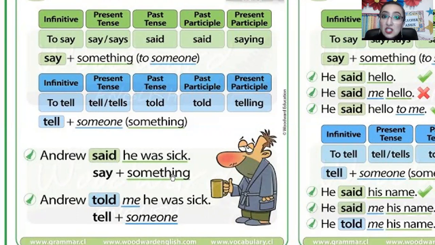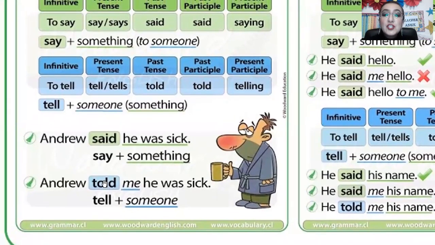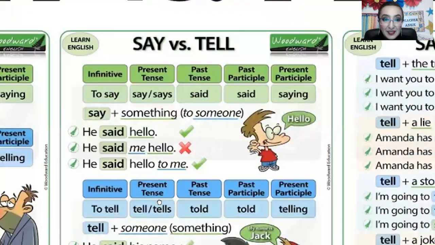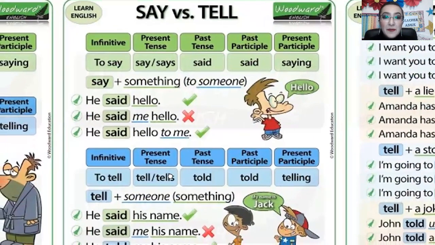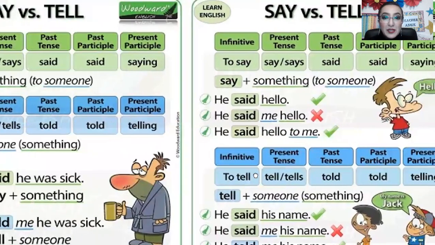Andrew said something, okay? Andrew told me he was sick. I mean, tell someone. Can you see the differences? Andrew said he was sick. Andrew told me he was sick. Andrew said something. Andrew told someone. Say something to someone, the same that we have here.